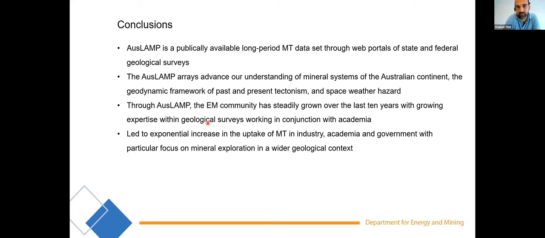I haven't shown this here, but space weather hazard is also ongoing research, especially coming out of Geoscience Australia. I also want to mention that AusLAMP has been really wonderful in terms of growing our EM community in Australia. There are more and more people, especially within geological surveys, that have found work as MT specialists, and there's really strong collaboration between academia and geological surveys in that sense. It has really grown the use of MT, and it has also led to uptake by industry of MT for really fine-scaled surveys across their tenements for direct mineral exploration targeting. So it's been wonderful to be part of it.